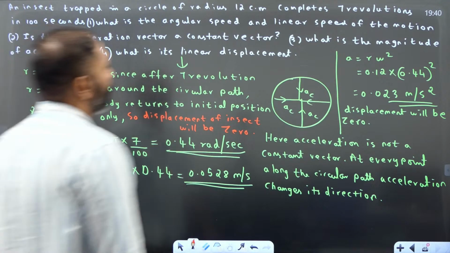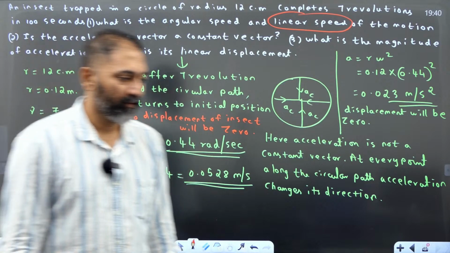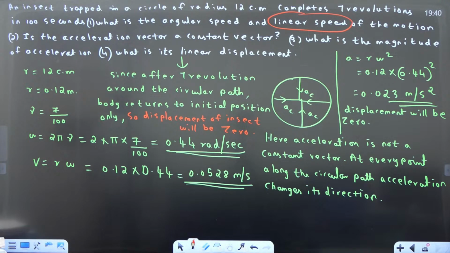What we are finding out here is linear speed. In this question we are finding out what, Aju? Linear speed. If it was linear velocity, then it would be 0. Aju, did you get that? Even though displacement is 0, we are finding out linear speed. Note that. Linear velocity is 0.